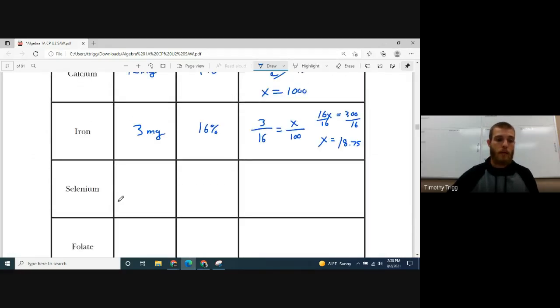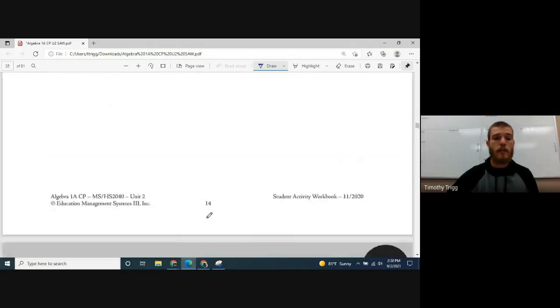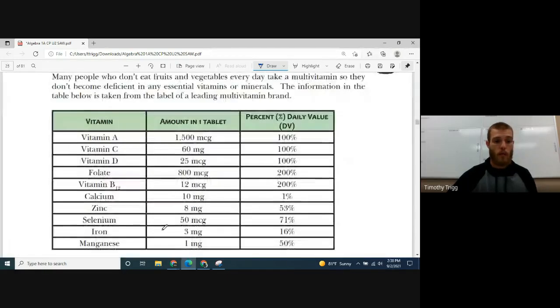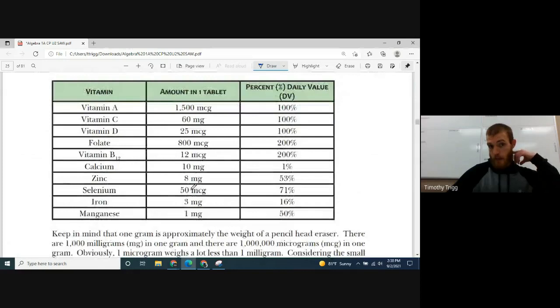All right. Selenium, let's see. 15 mcgs, micrograms. I think that's micrograms. 15 mcgs, 71%.